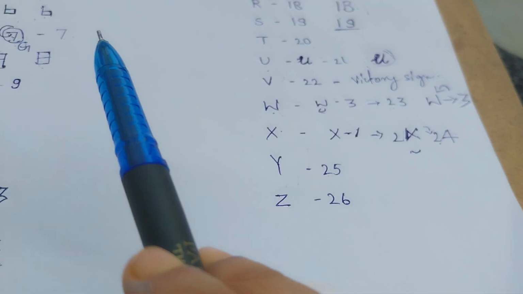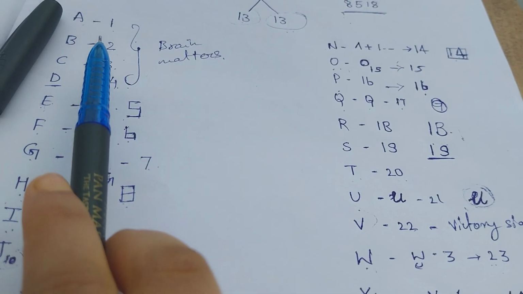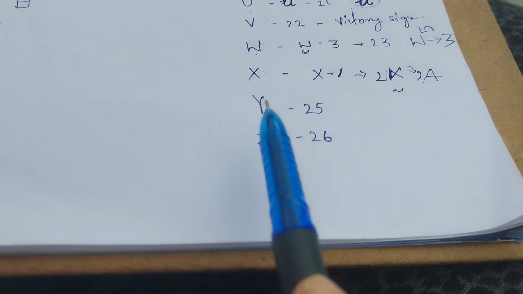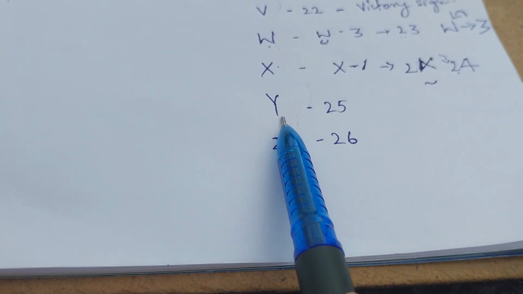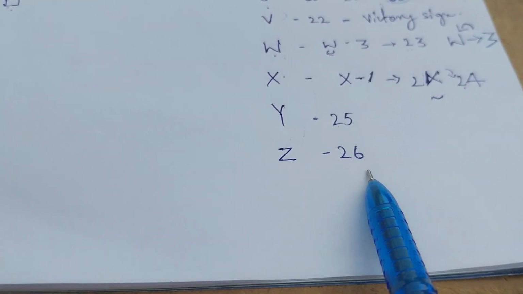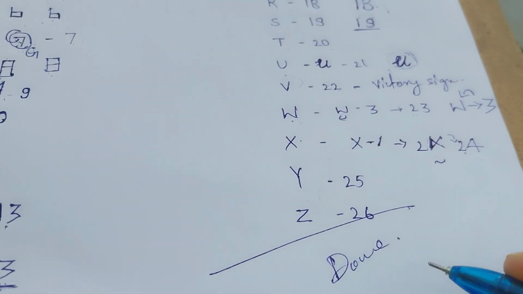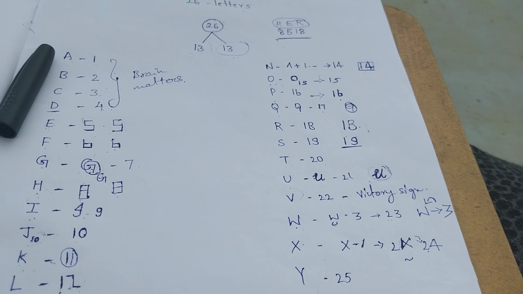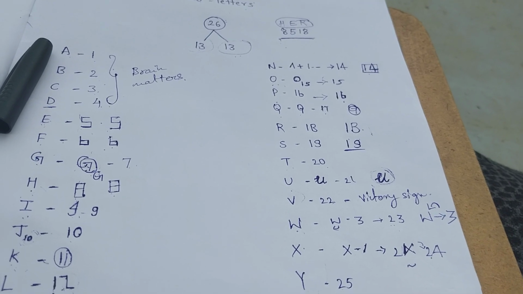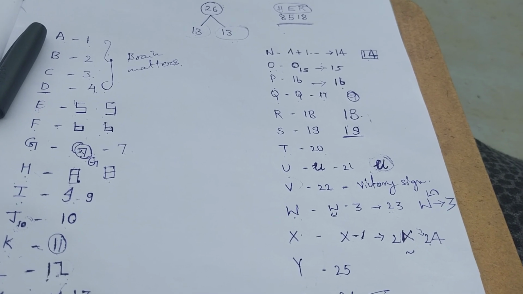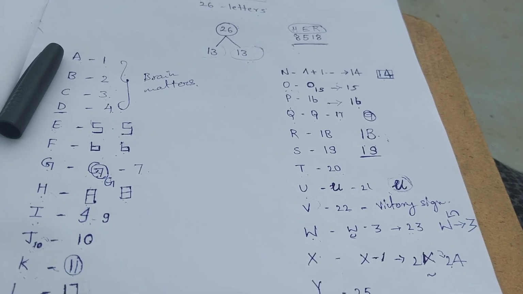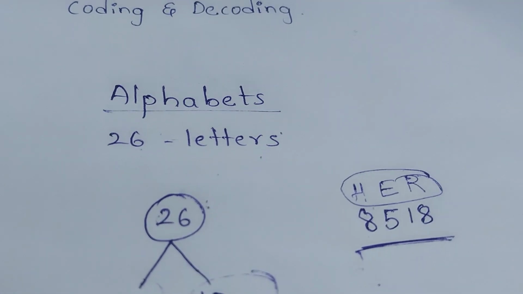As we have remembered the first 4 letters as A, B, C, D, we have to remember the last 2 letters as Y for 25 and Z for 26. So here we are done with the topic of the number of letters, or we can say the number of the alphabets, which are used for the main topic, coding and decoding.